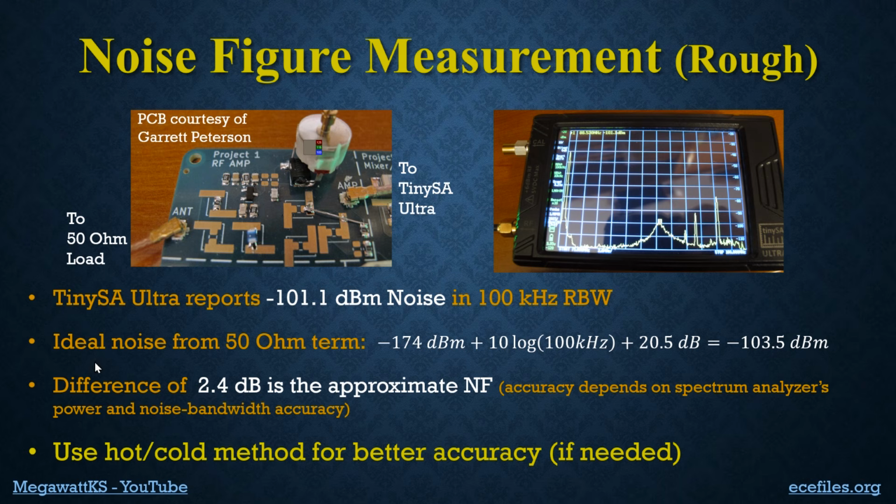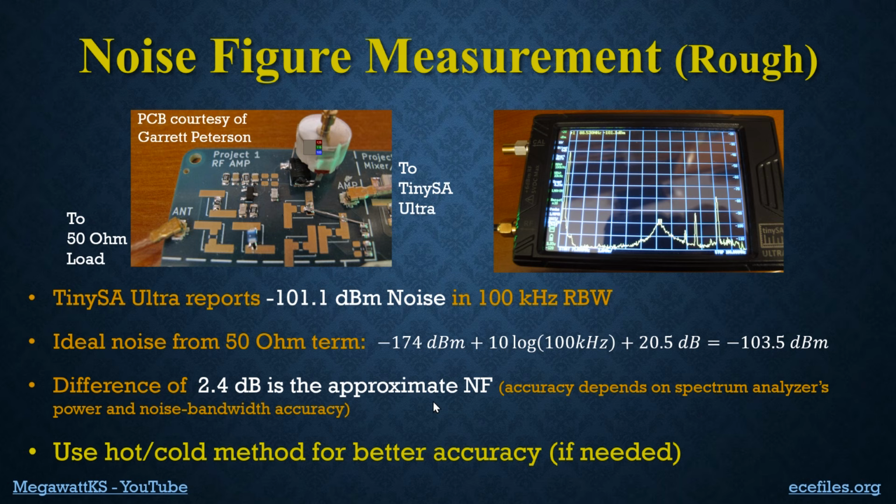What is the expected or ideal noise using a 50 ohm termination at the input if the amplifier was noiseless? Well, it would be minus 174 dBm plus 10 log of that 100 kilohertz plus the gain, which we previously measured, and that would be minus 103.5 dBm. The actual noise measured was at least read out as minus 101.1 dBm, and that's a difference of 2.4 dB. This is 2.4 dB higher than what we would expect for a noiseless amplifier. So that is our approximate noise figure.